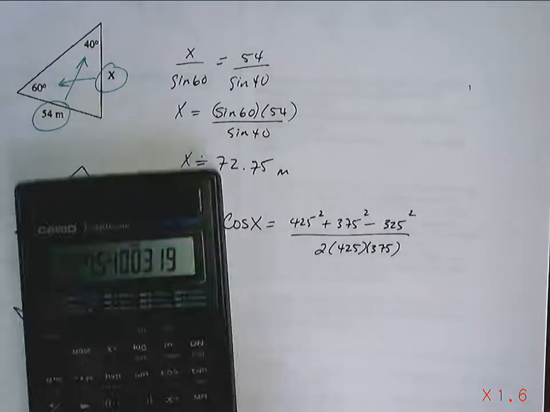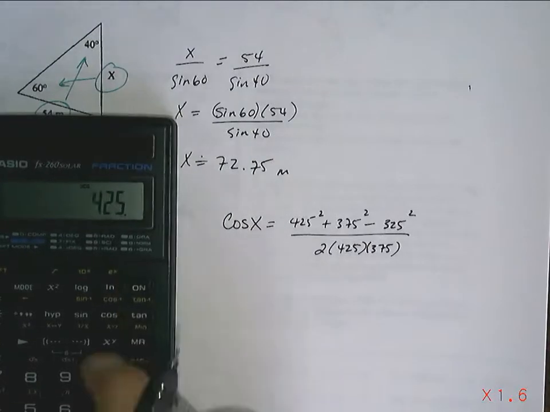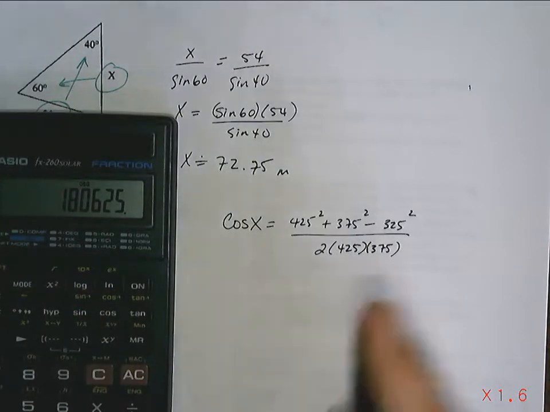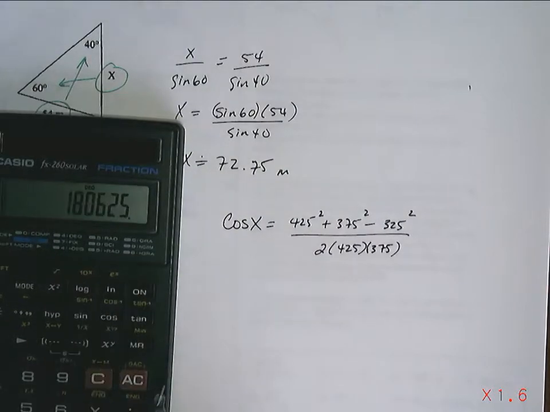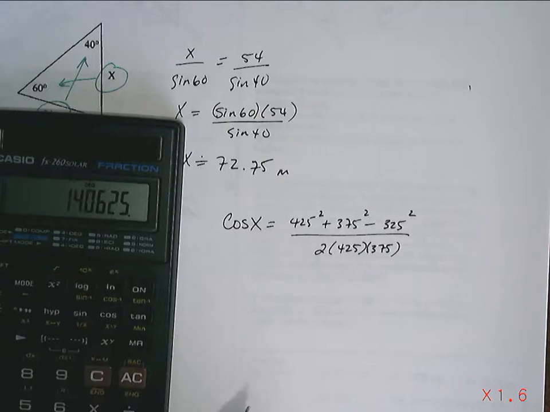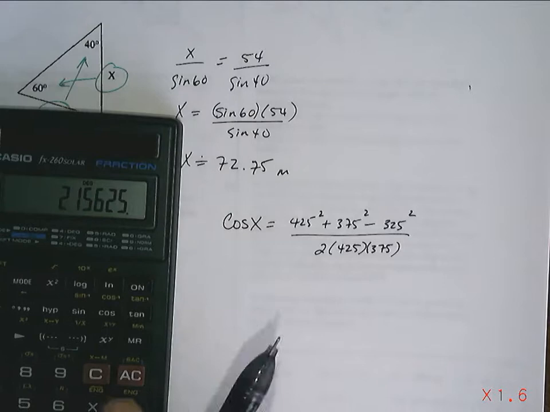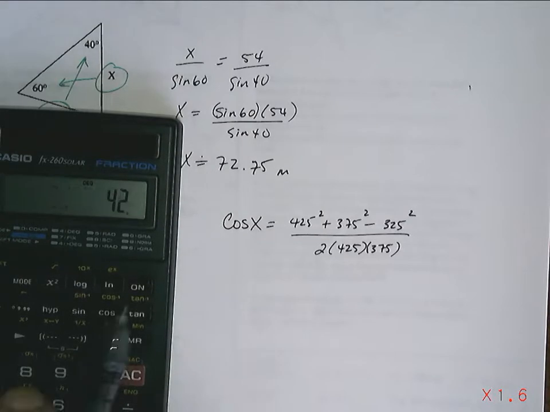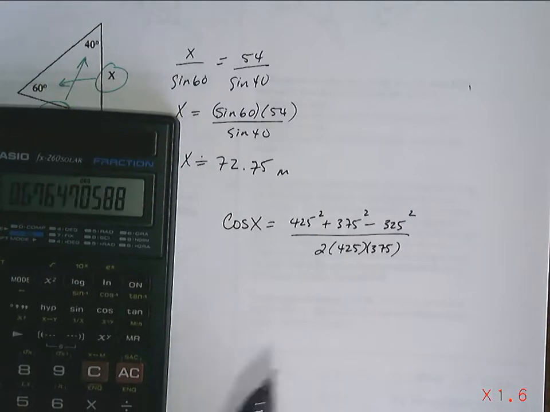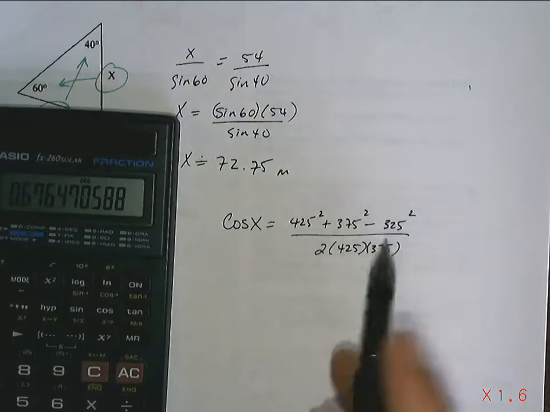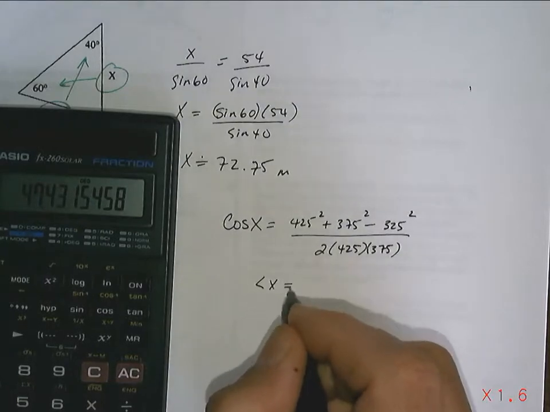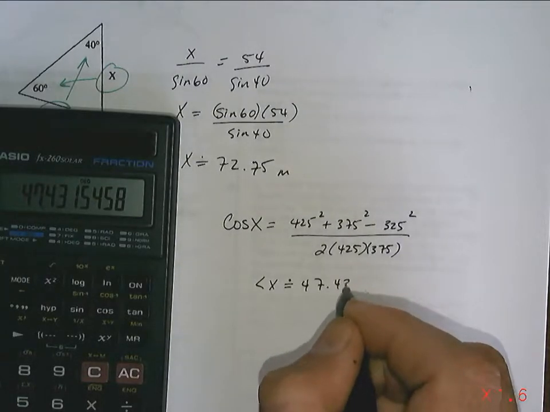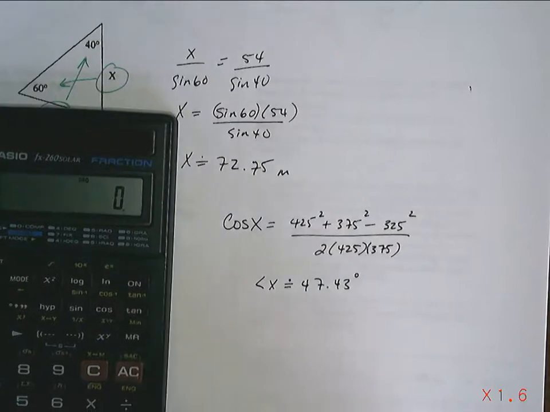This is great. If you can open your locker, you can do this. All right, so what am I going to do here? 425 squared plus 375 squared, subtract 325 squared equals, that's the top, divided by 2 equals, divided by 425 equals, divided by 375 equals. That's the answer to that stuff. But I want the inverse of that. Second function cosine. I'm going to get angle x equals approximately 47.43 degrees.